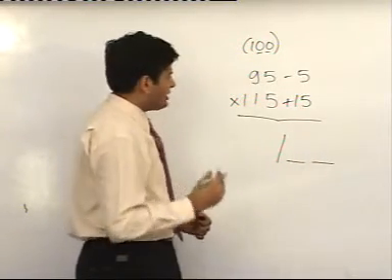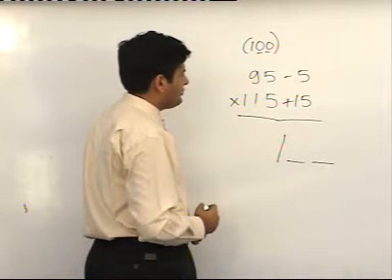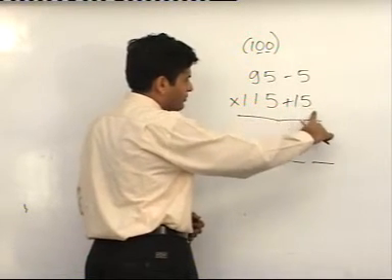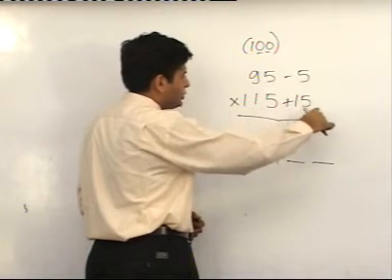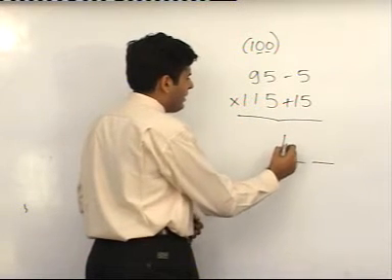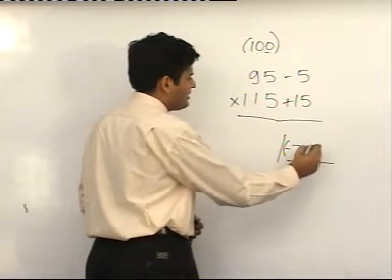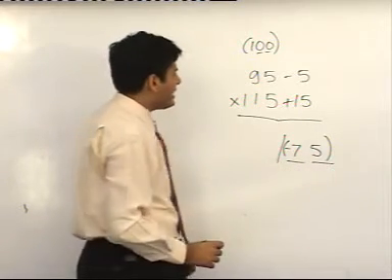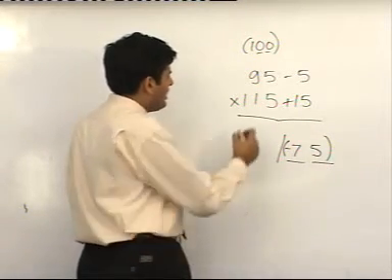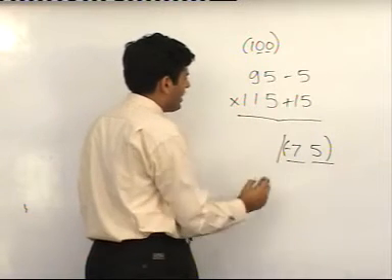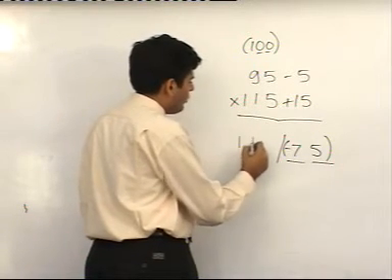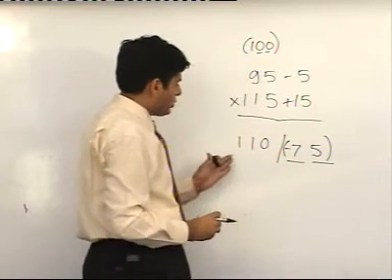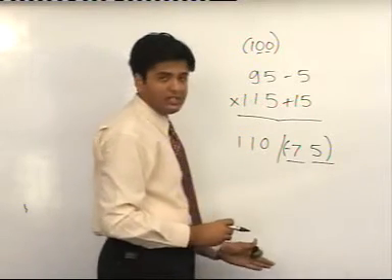Your vertical multiplication, or multiplying the differences, will yield minus 5 into plus 15. Minus 5 into plus 15 is minus 75. This is our right hand side, and the left hand part of the answer will be 115 minus 5, that is 110. Our final answer as of now looks like 110 and minus 75.